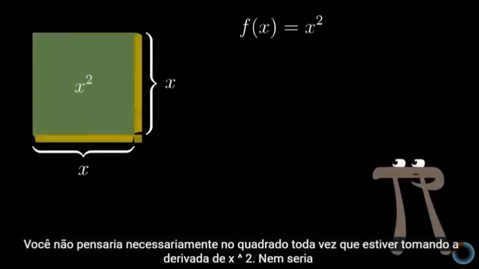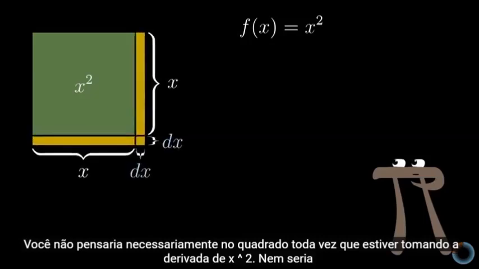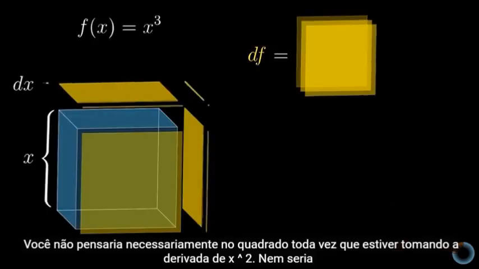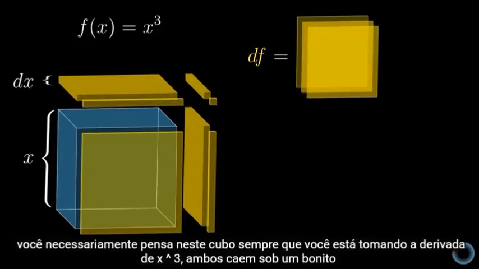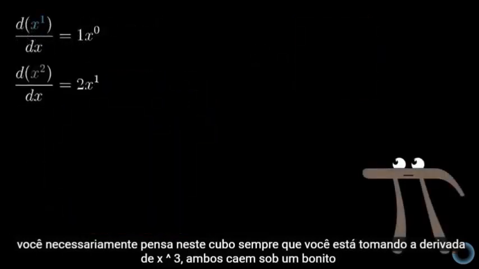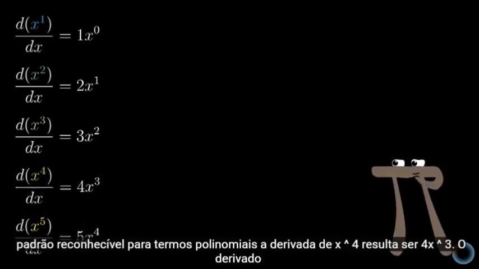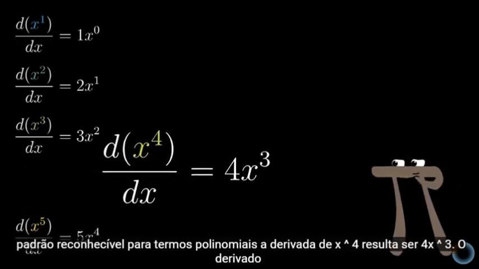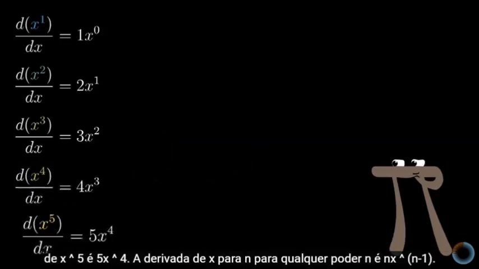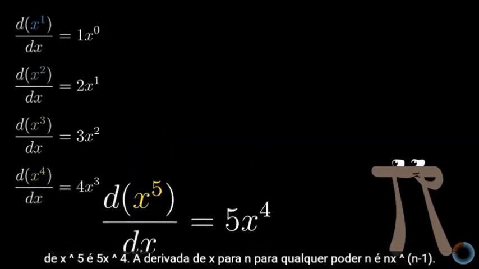Now, in practice, you wouldn't necessarily think of the square every time you're taking the derivative of x squared, nor would you necessarily think of this cube whenever you're taking the derivative of x cubed. Both of them fall under a pretty recognizable pattern for polynomial terms. The derivative of x to the fourth turns out to be 4x cubed, the derivative of x to the fifth is 5x to the fourth, and so on.